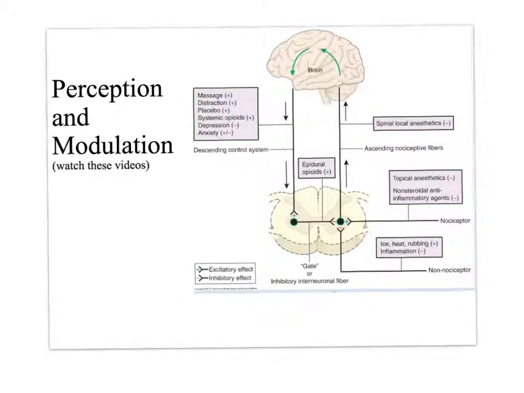So I'm going to let you watch these videos about perception and modulation. All of these pain impulses have to do with nociceptive pain. The only thing I'll mention about neuropathic pain is that it affects the nerve endings and not tissue injury. I'm focusing only right now on nociceptive pain, or tissue injury, and tissue injury that could be visceral or somatic.